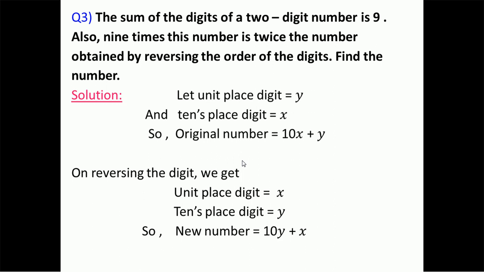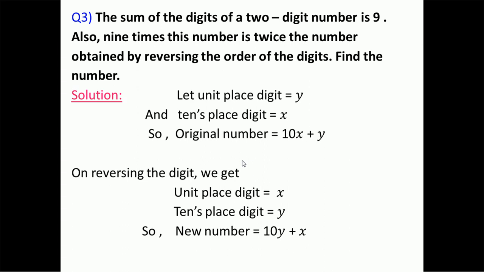So, let the unit place digit be y. You can take it x also, but I am taking y. Let the unit place digit be y and tens place digit be x. So the original number formed is 10x plus y. Unit place digit will be y into 1 and tens place digit will be 10 into x. That is the standard form of writing a number. So the original number we get is 10x plus y.